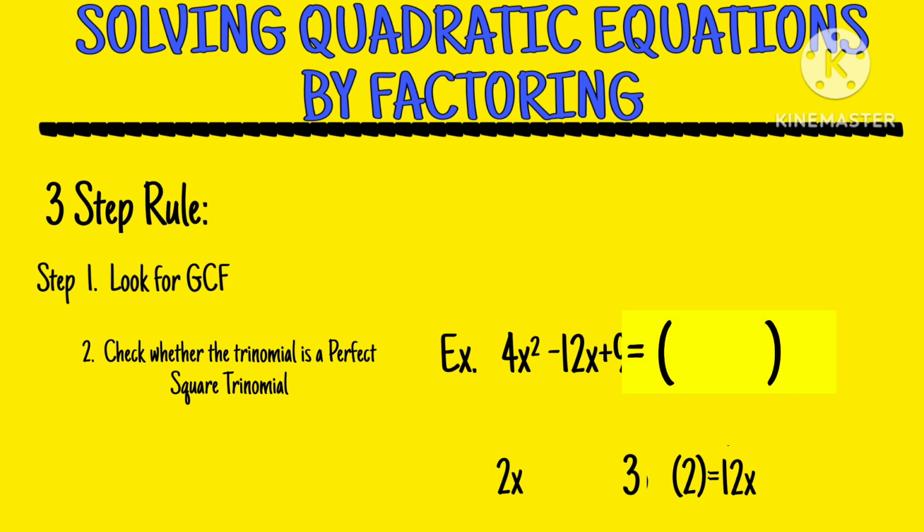So, square root ng 4x squared ay 2x, square root ng 9 is 3, and then take the sign of the middle term and then quantity squared. So, ganun lang mag-factor ng perfect square trinomial. That is why there's no need for trial and error. Okay? Now, if step 1 and step 2 both failed, then we go to step 3.